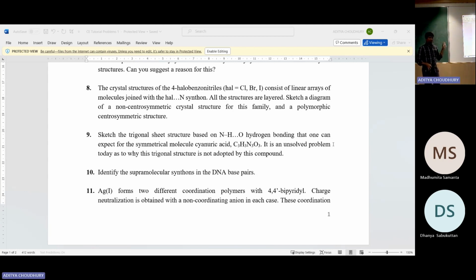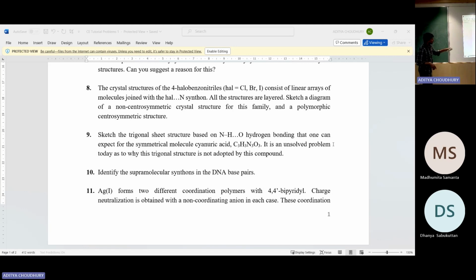Could you follow, right? Next is to identify the supramolecular synthons in DNA base pairs. AT, how many bonds? AT has two bonds and GC three bonds. It follows crystal engineering. Do you want to draw it, or is it fine and let's move on? It's known, Google it, they will know.